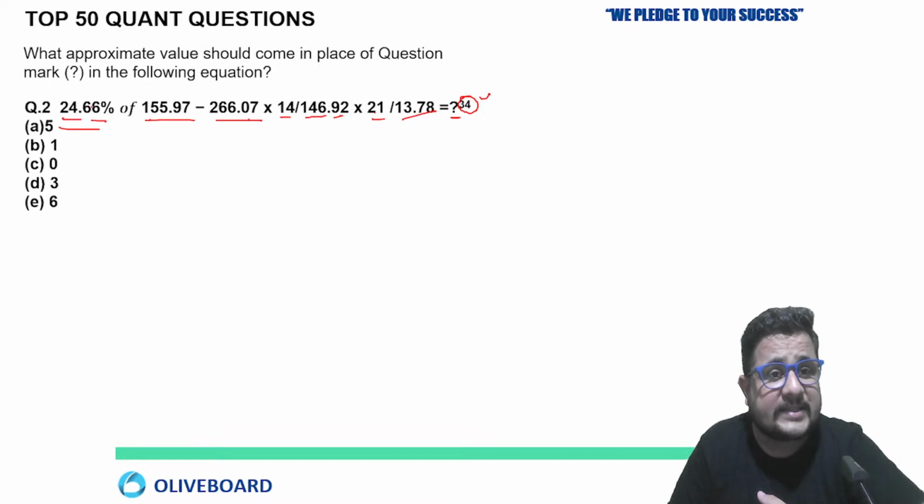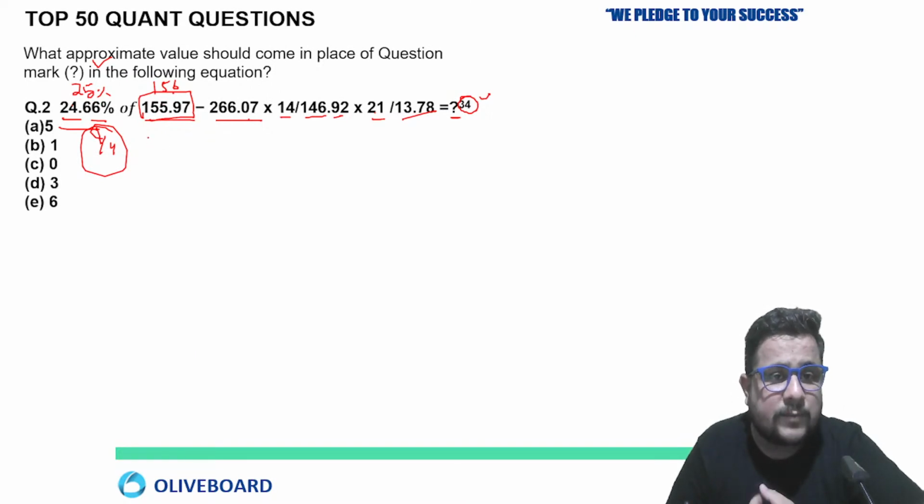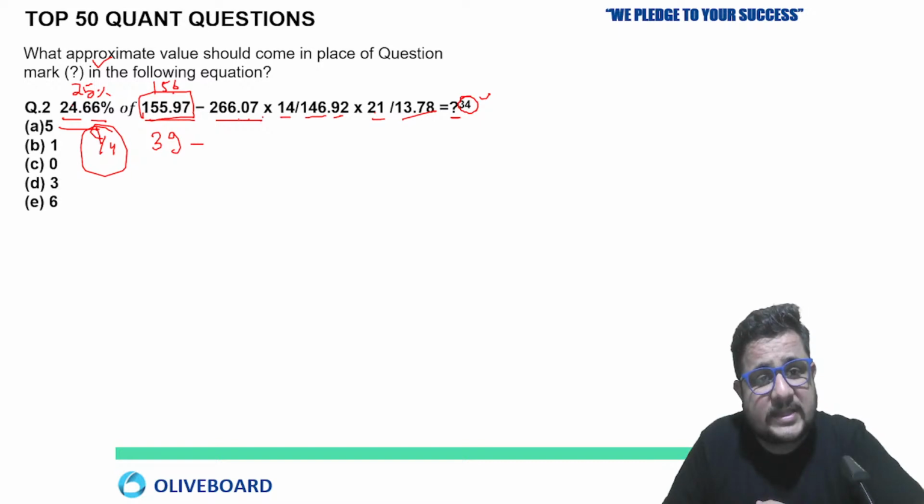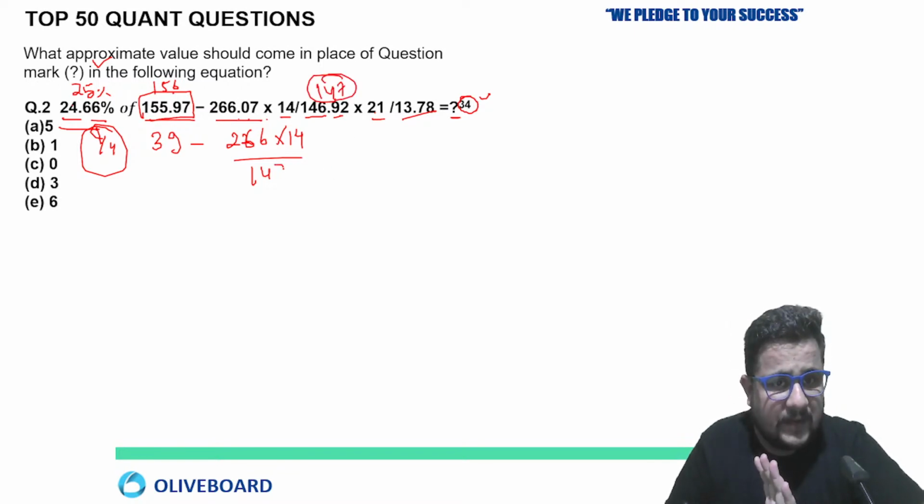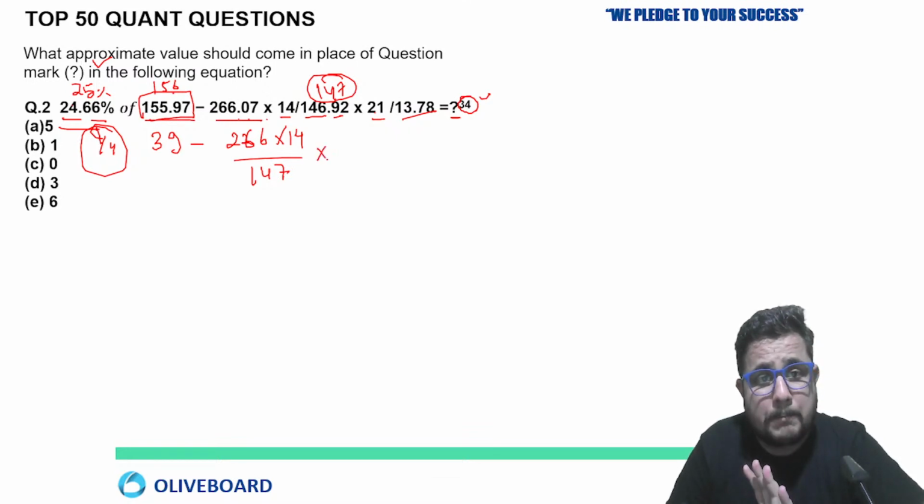So 24.66 is approximately 25%, because this is also based on approximation, of 155.97, which is 156. Now 25% means 1/4 of 156. So half of 156 is 78, and half of 78 is 39. Minus 266.07, which will be 266, multiply 14 divided by 146.92, which is approximately 147. So it will be 147 here, multiply 21 by 14.